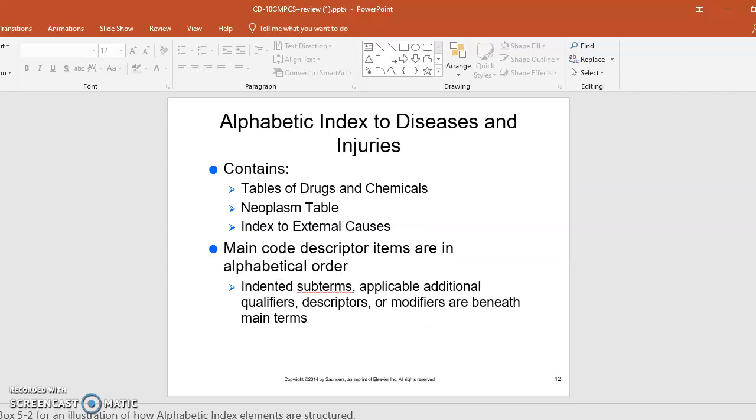Same thing here. Everybody remembers our table of drugs and chemicals. With that, we have to know if we have poisoning, adverse effects, underdosing. We have the neoplasm table, where we need to know if it's primary site, secondary site, malignant, benign. Then the index to external causes. Everybody remembers those: somebody fell out of a plane, somebody tripped and fell. All of those are external cause codes. We need to know where it happened, at home, at work. The main code descriptor items are in alphabetical order.